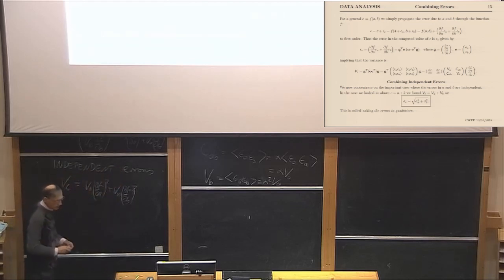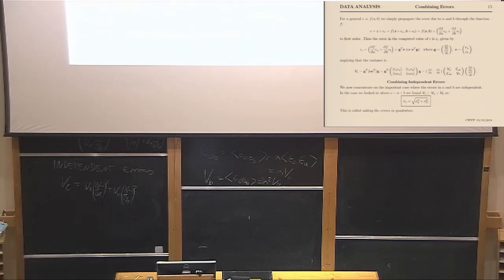And similarly for the, so if we take the simple case that we started with of a simple sum, so f is just a plus b, df dA is 1, df dB is 1, and we just get sigma c squared equals sigma a squared plus sigma b squared. We get the variance of c is variance of a plus variance of b. So the standard deviation of c is the square root of the sum of the squares of the standard deviations.